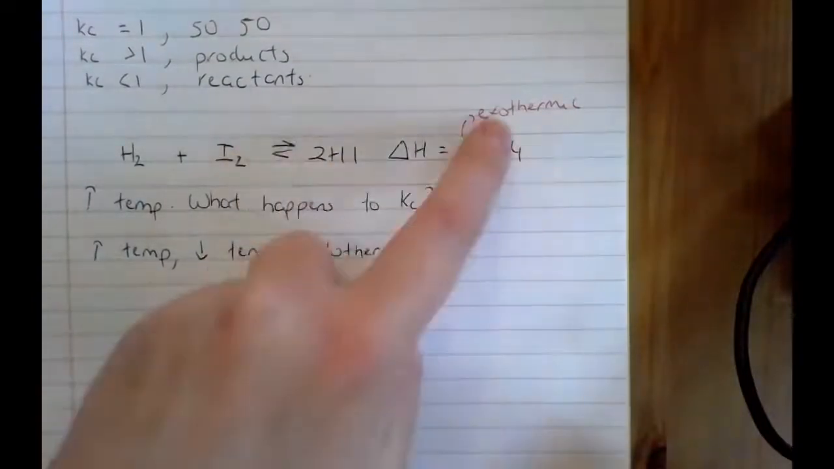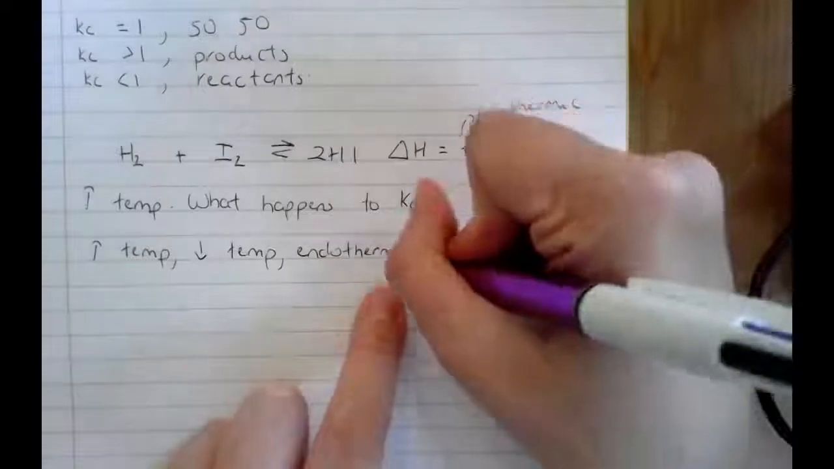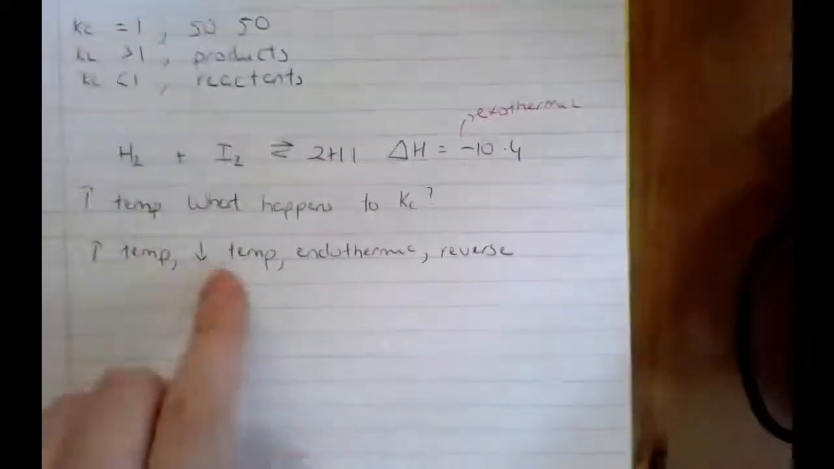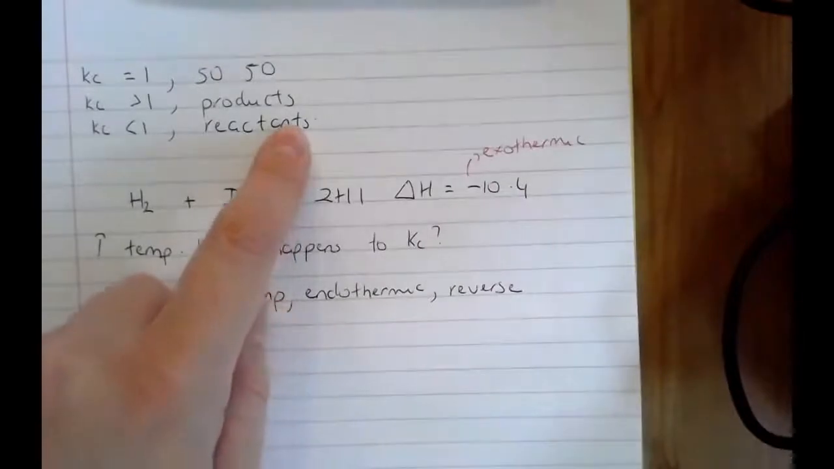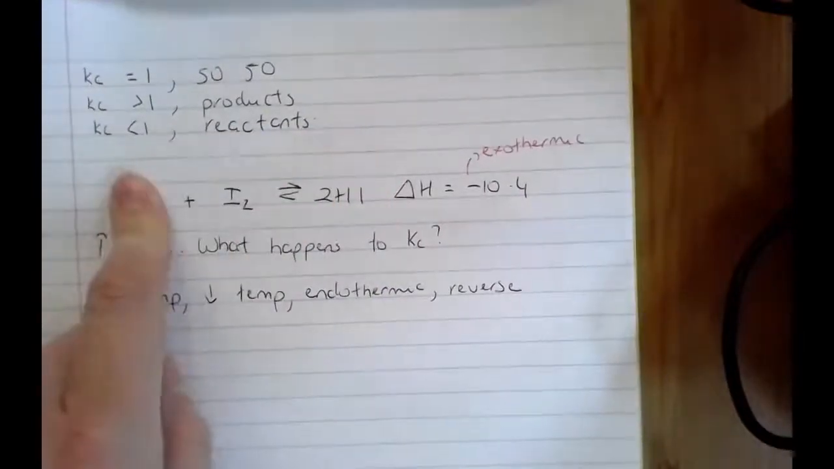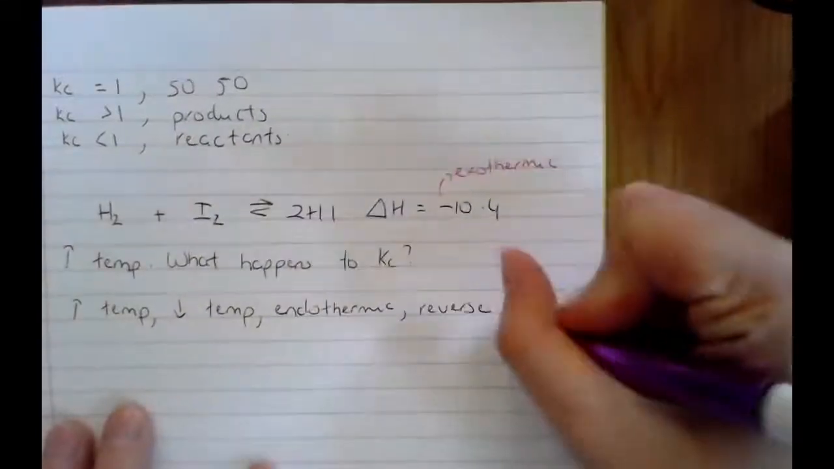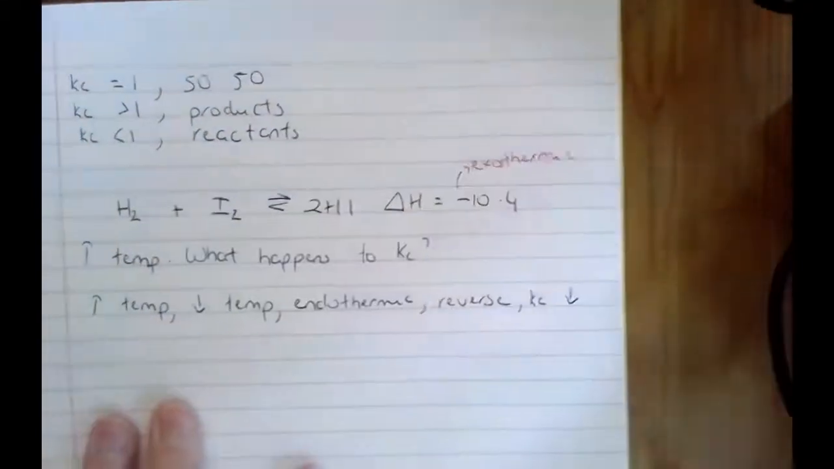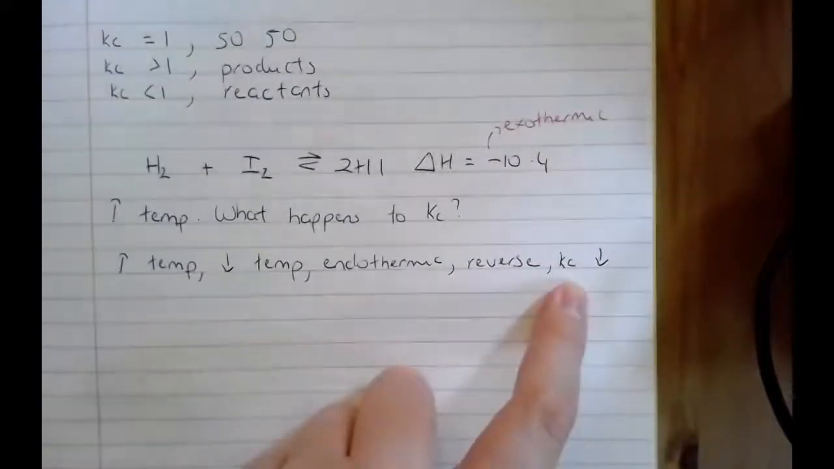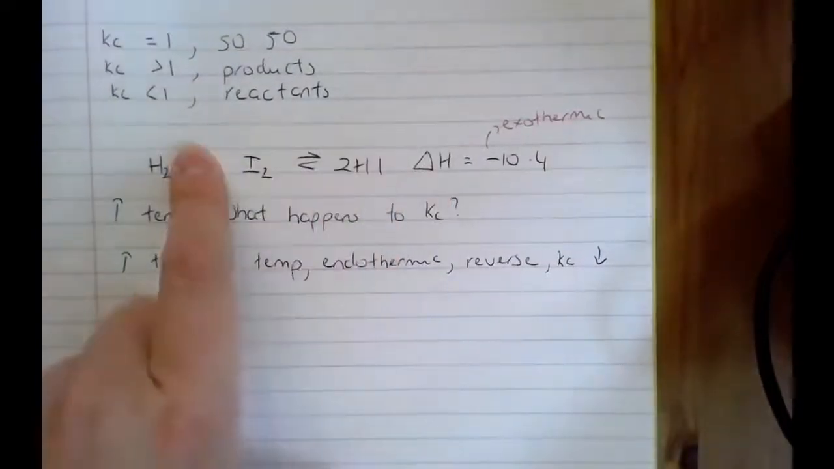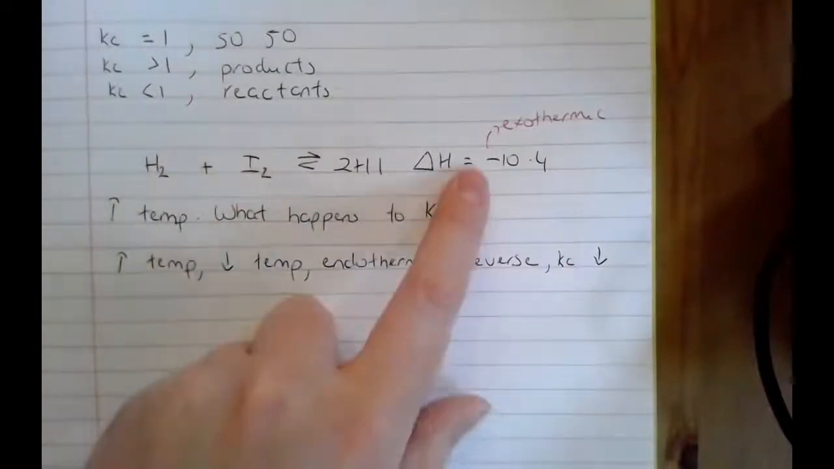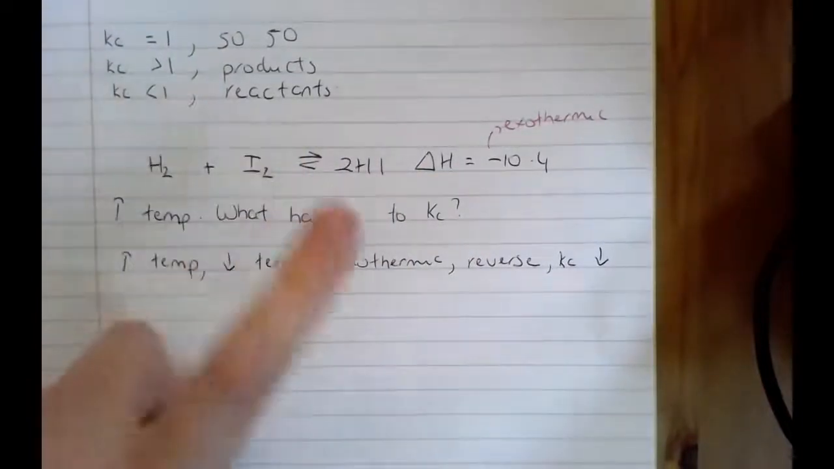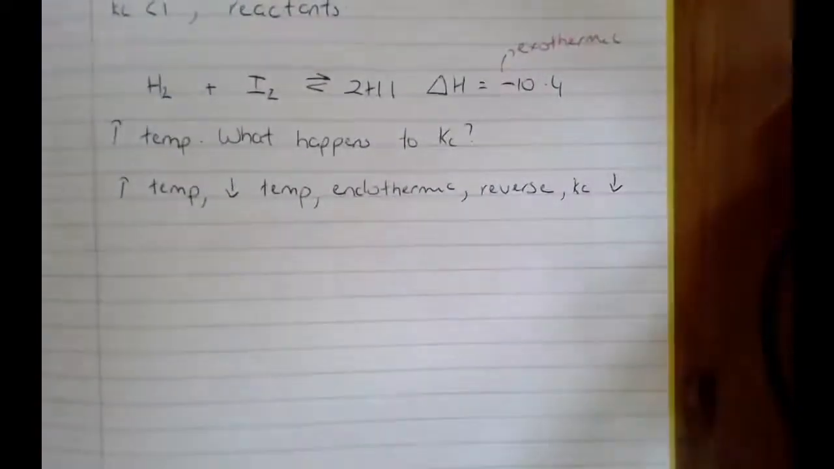We know the forward reaction is exothermic. That means the reverse reaction must be endothermic. And if the reverse reaction is occurring and equilibrium is shifting to the left towards the reactants, then we would expect the value of Kc to decrease. So that's what I would expect to happen here, that the value of Kc would decrease. I'm moving towards the reactants because the endothermic reaction, which is the reverse reaction, is going to occur.